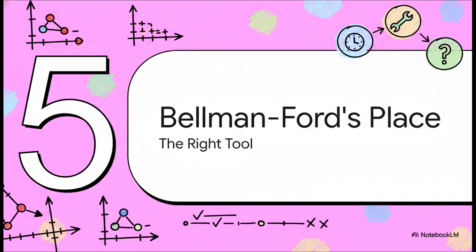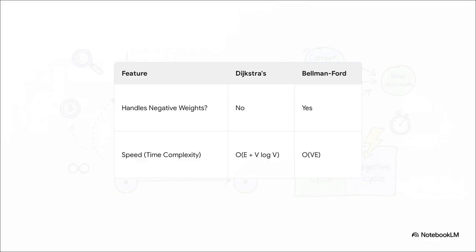So, we've seen how it works. But the next big question is, why? Where does Bellman Ford fit into the grand scheme of things? When would you pull this specific tool out of the toolbox? Well, the classic showdown is always Bellman Ford versus Dijkstra's, and if you look here, it's pretty clear Dijkstra's is almost always faster. It's the speed demon.